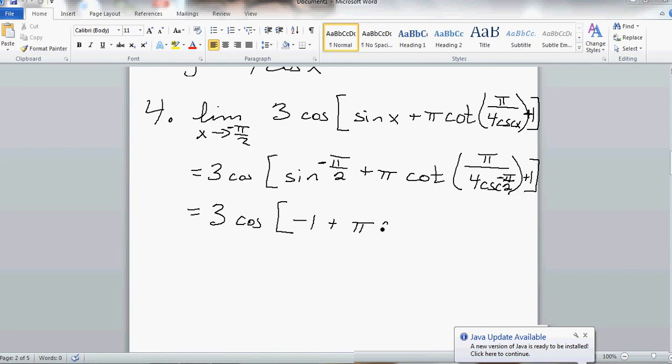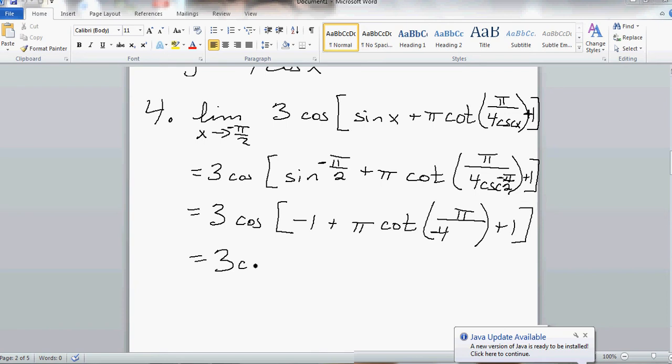Plus pi times the cotangent of pi over 4. Cosecant of negative pi over 2. That's cosecant is 1 over sine, and we've already said that sine is negative 1, so 1 over negative 1 is negative 1, so this becomes pi over negative 4 plus 1. Okay, going on.